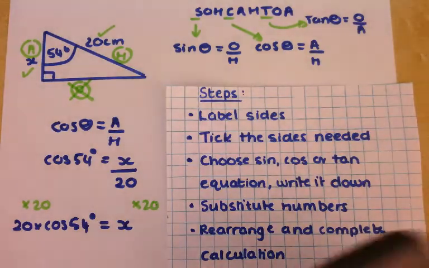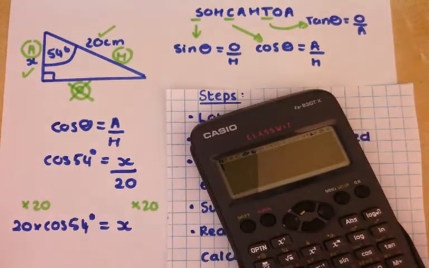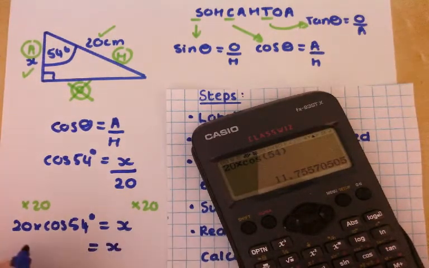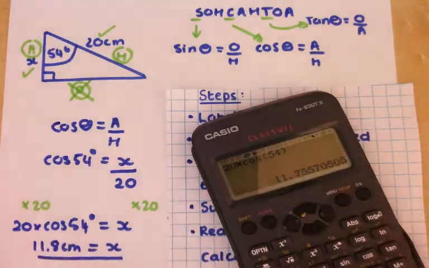I'm going to get my calculator, put those into my calculator. So I've got 20 times cos 54 degrees, close brackets, equals 11.8 centimetres to 1 decimal place.